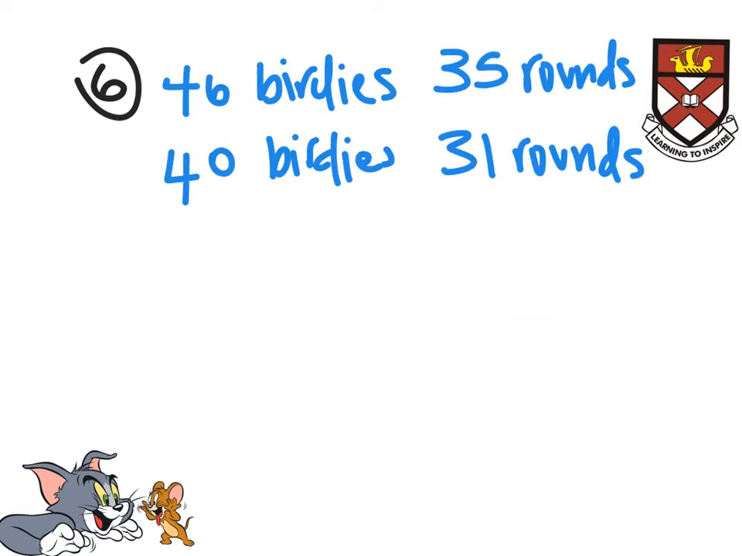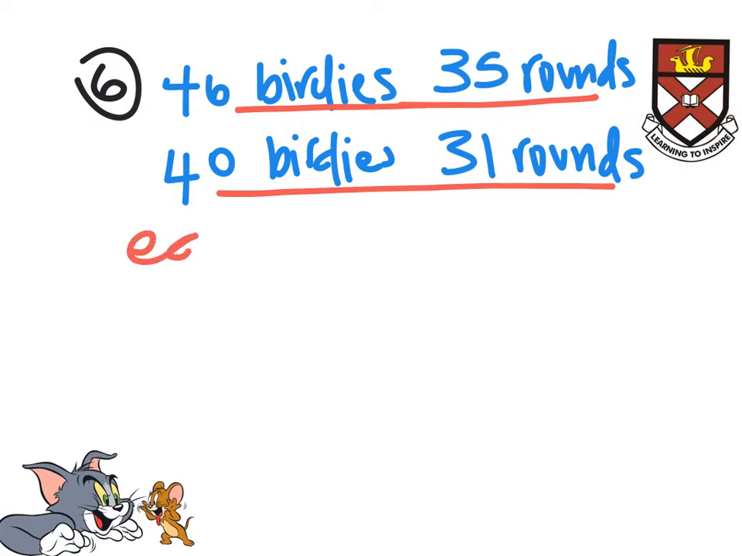Question 6. Here we go. Mr. West playing golf. 46 birdies over 35 rounds. 40 birdies over 31 rounds. So what's the best? Well, if I could work out my number of birdies each round, then I would know which one is likely to be best.